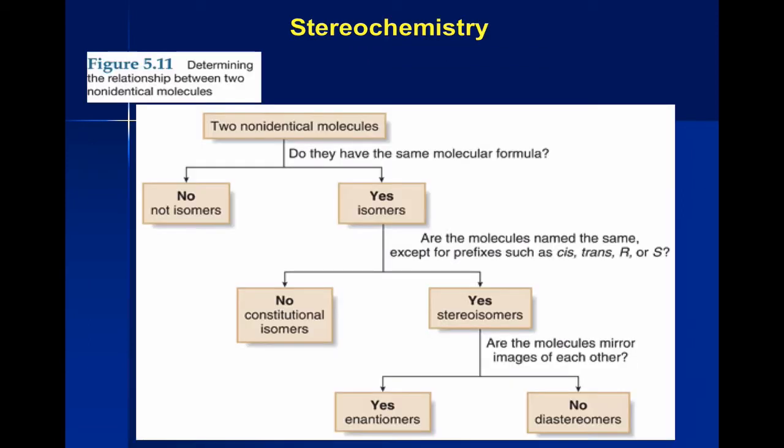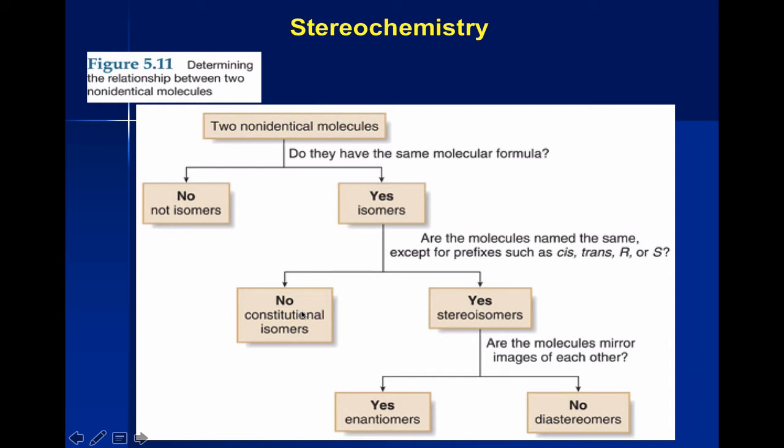So when we're trying to determine the relationship between two molecules, we ask ourselves a couple of questions. And so this flowchart works pretty well. If the molecules have the same molecular formula, if the answer to that is no, then they're not isomers. They're just different molecules. If the answer to that, however, is yes, then they're going to be isomers of one another. Now, if the molecules are named the same except for prefixes such as cis and trans, R and S, if the answer to that question is no, they're constitutional isomers.